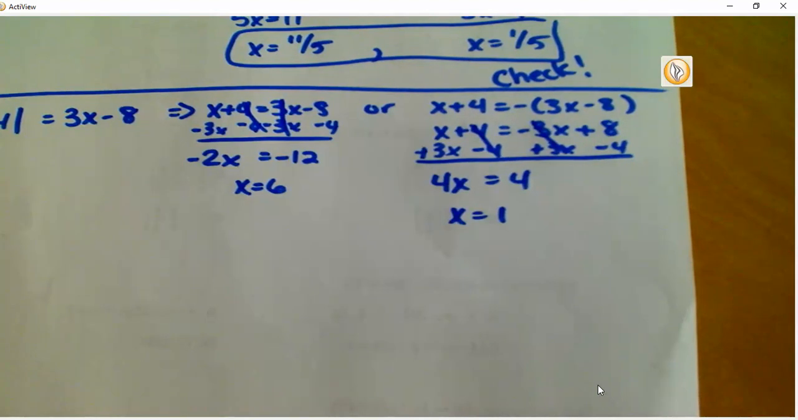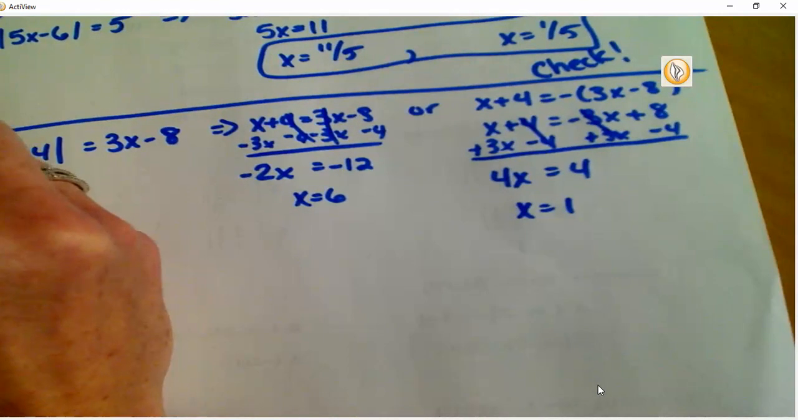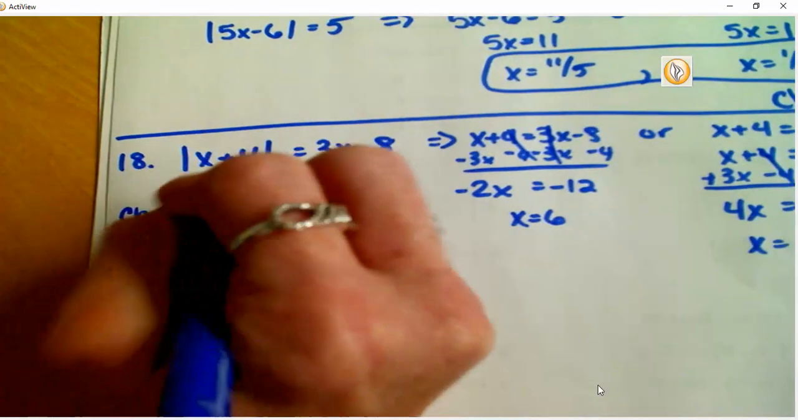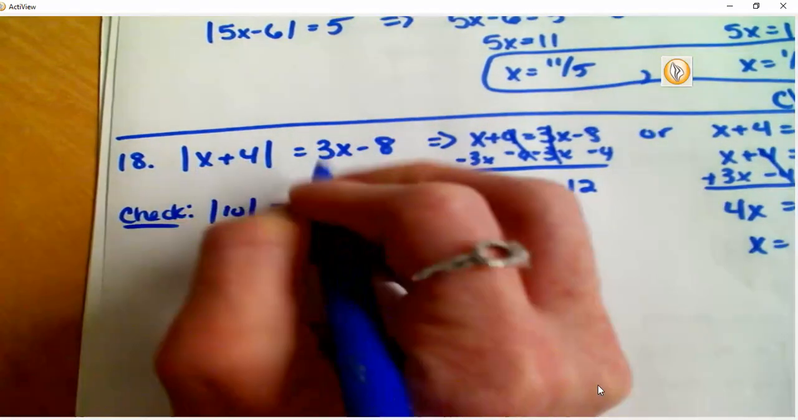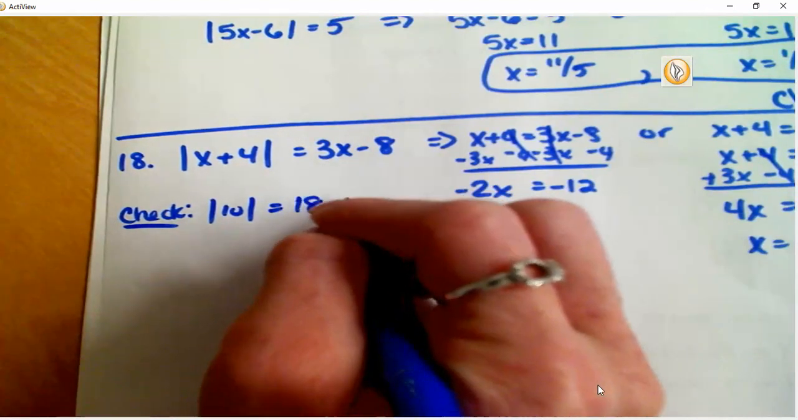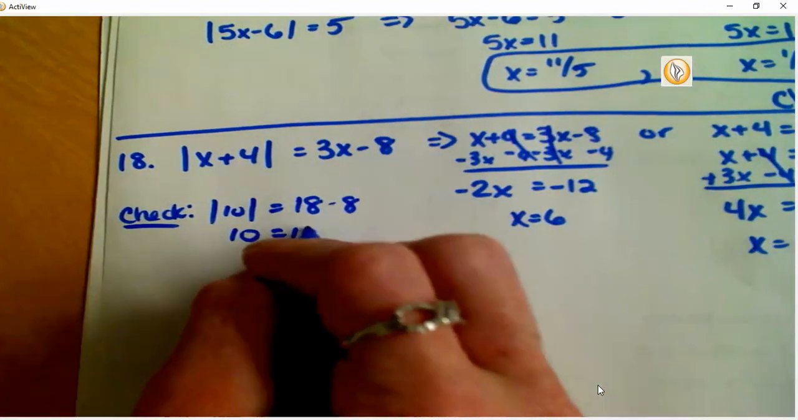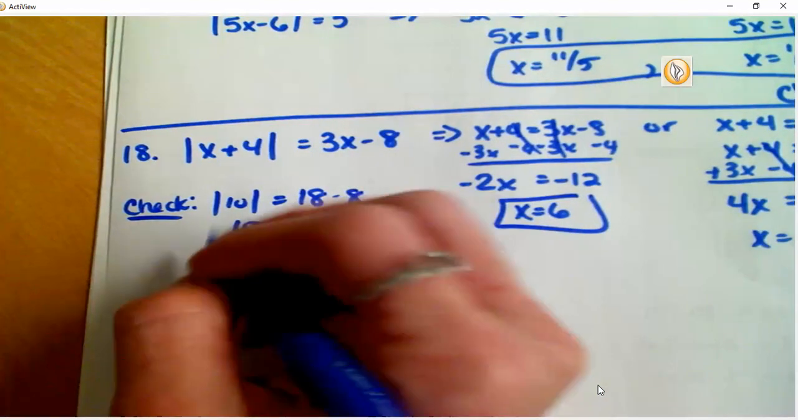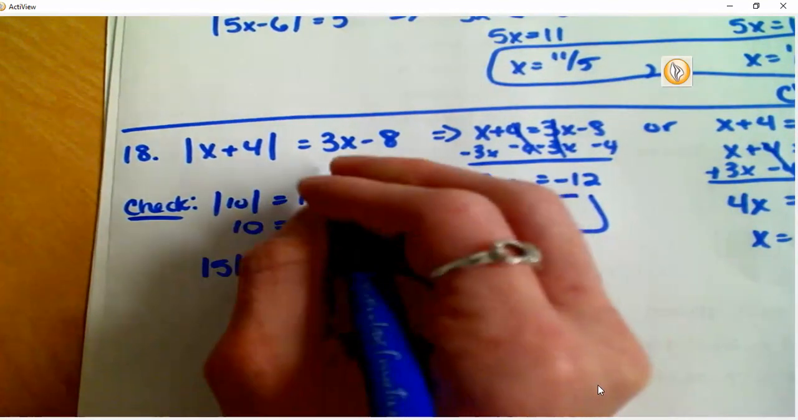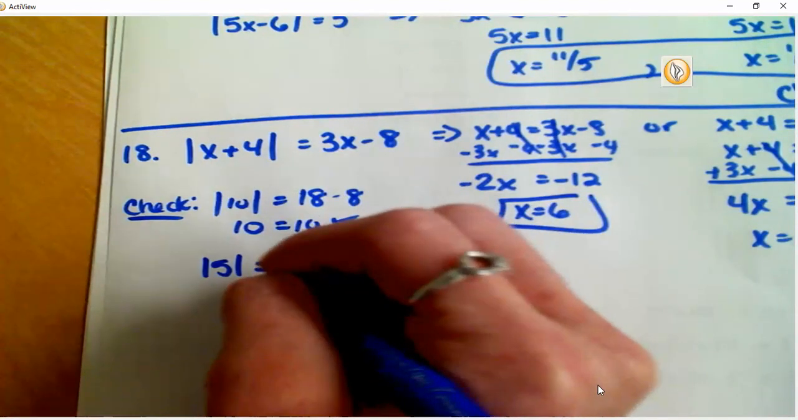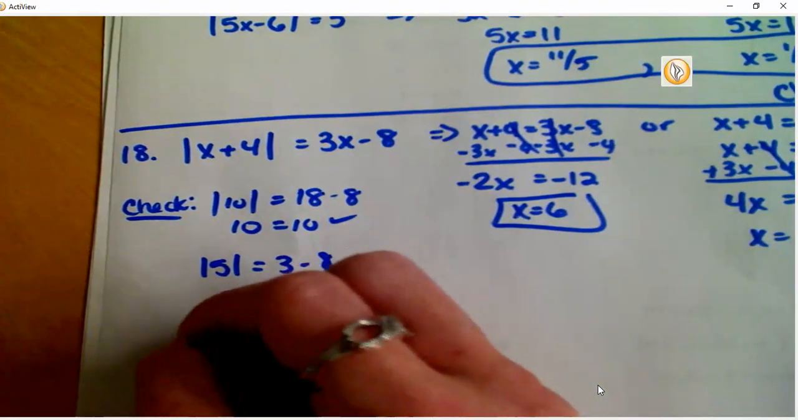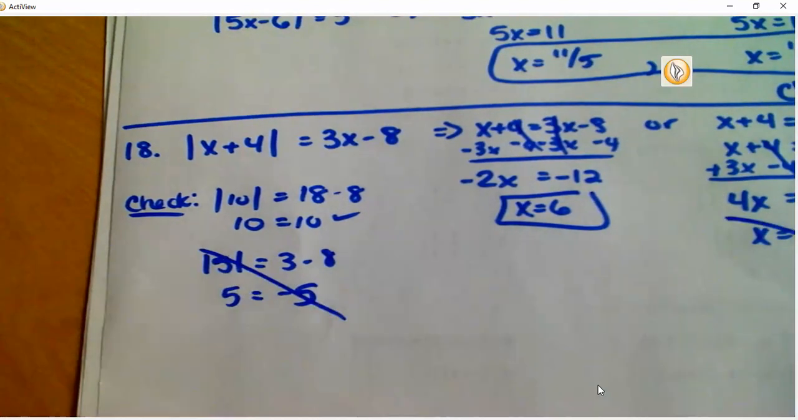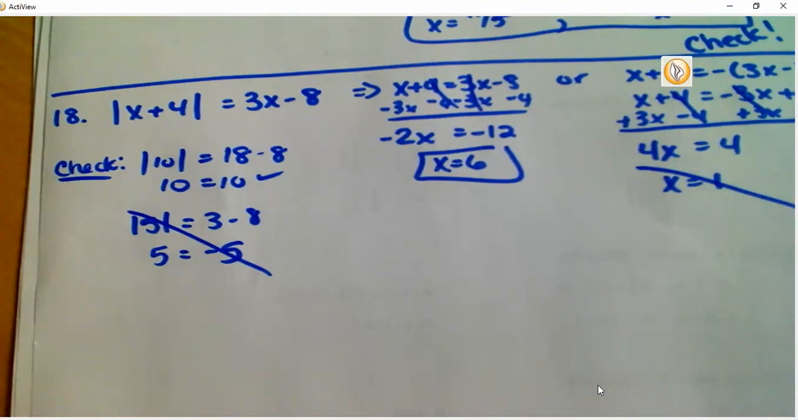But what do I need to do? Check it. Okay, if I put a 6 in there, 6 plus 4 is 10. Over here we get 6 times 3 is 18 minus 8. So we get 10 equals 10. So that works. 6 is an answer. If I put in 1, we get the absolute value of 5 equals 3 minus 8. So 5 equals negative 5. Does that work? No. So that's why the 1 doesn't work, and 6 is our only answer.